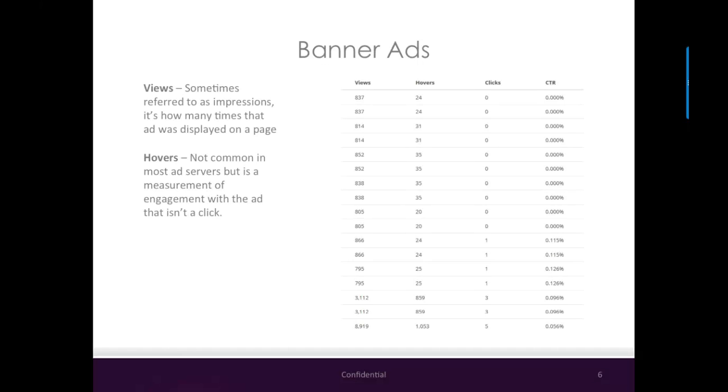Same thing here with banner ads. If you use Google DFP or any other number of ad serving technologies, they usually use some sort of impressions, clicks, and click-through rates. Now with BroadStreet, they add another one called hovers. And this isn't as common, although I have seen variations of this in other servers, but it is a measure of engagement with an ad that isn't a click.